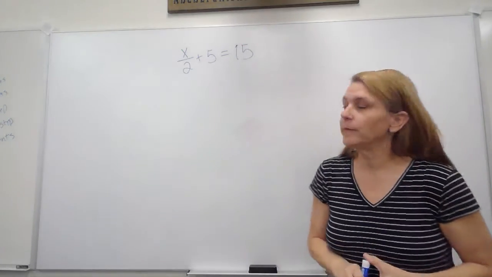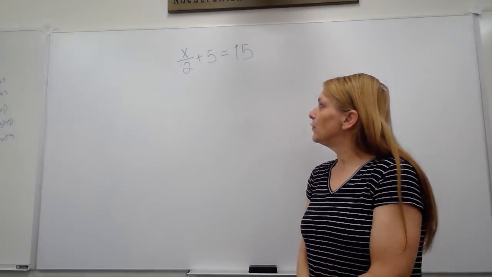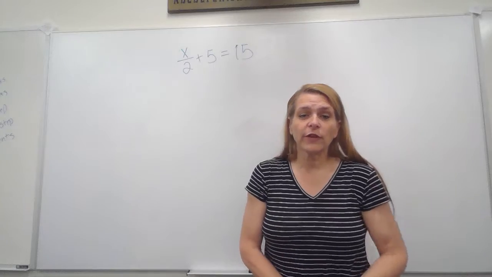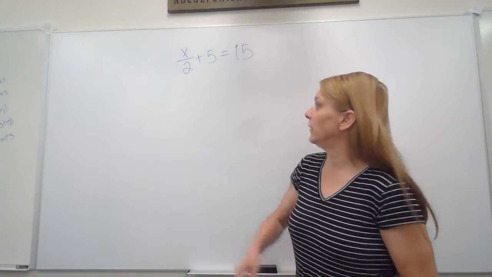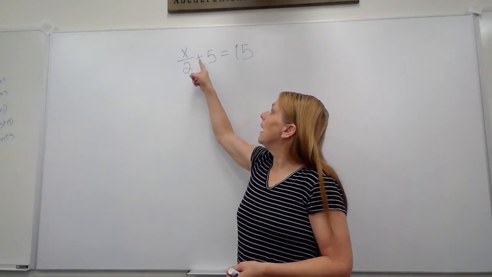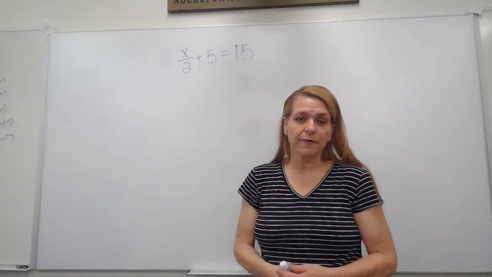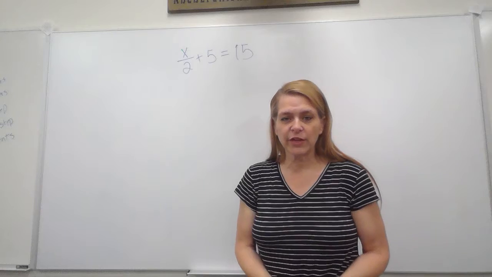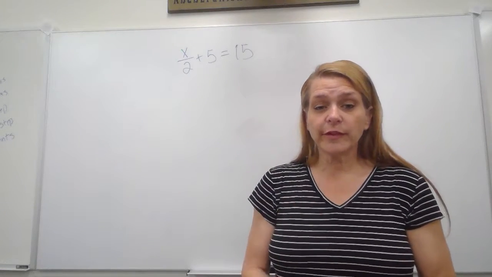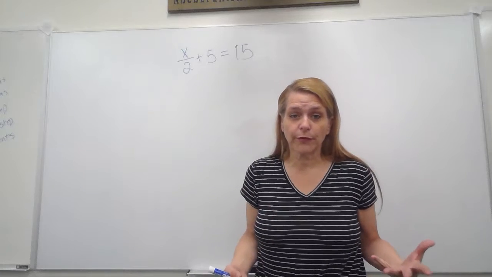So here's an equation. X divided by 2 plus 5 equals 15. When you're trying to solve an equation like this, it has more than one operation. There's our x. Our x is being divided by 2. And then also we have an addition of 5. So we have two things going on, a division and an addition. When we want to solve something that has two steps, we've got to figure out which step goes first.